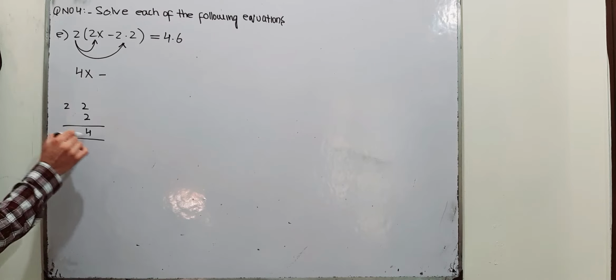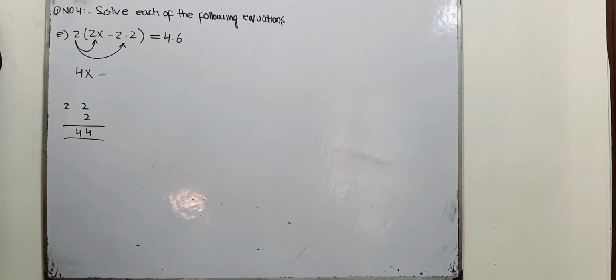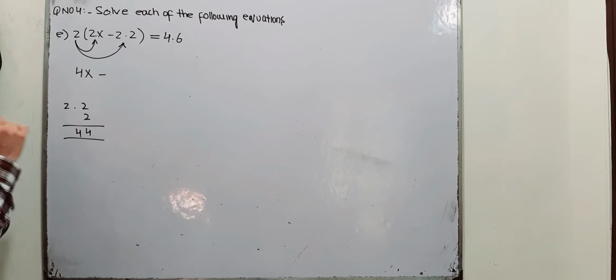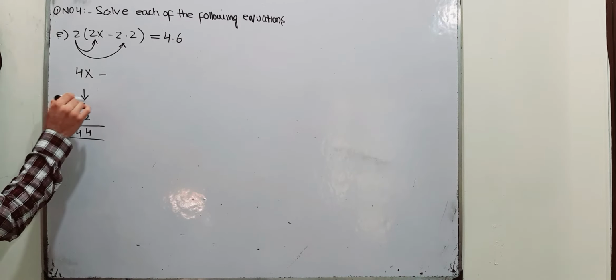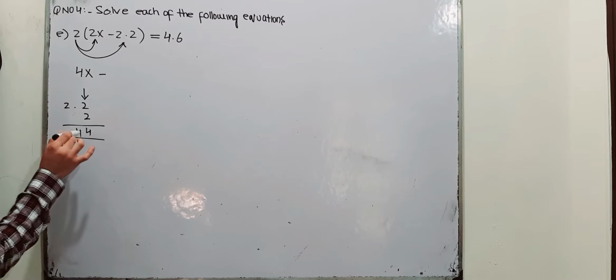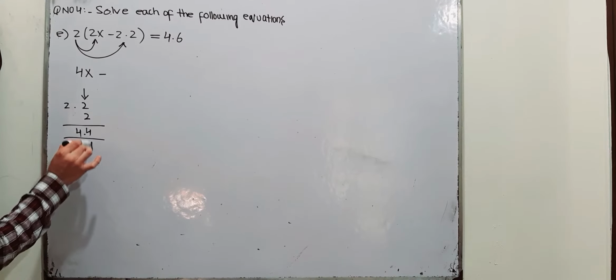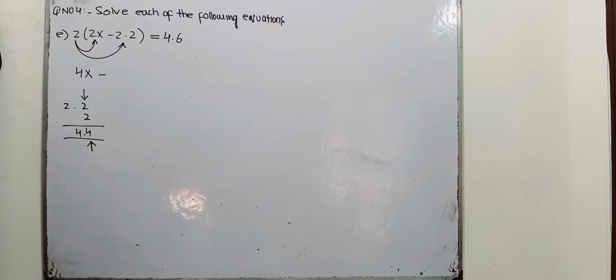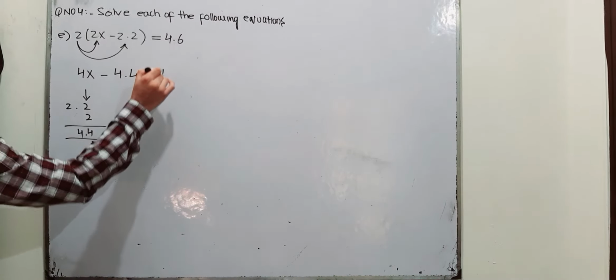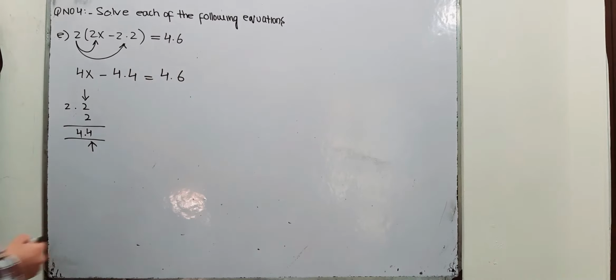Well, that is 4 and 4. Because the decimal was here and there is one digit after the decimal in the question, there must be one digit after the decimal in your answer. So your answer will be 4.4, that is equal to 4.6.